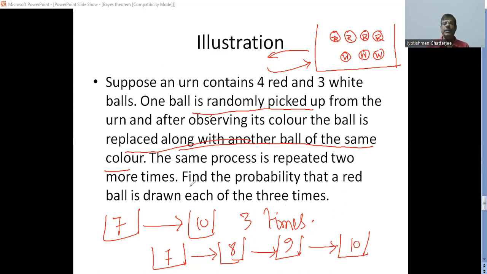Now, look at the question. Find the probability that a red ball is drawn each of the 3 times. This is what we need to address. What's the probability that a red ball is picked up each of the 3 times? Let me go to the next slide.